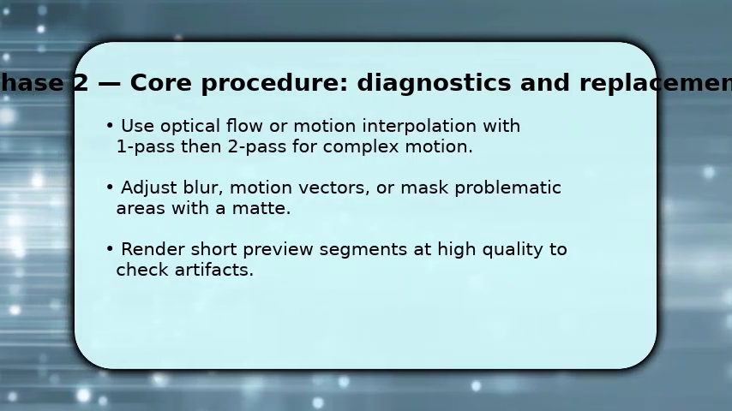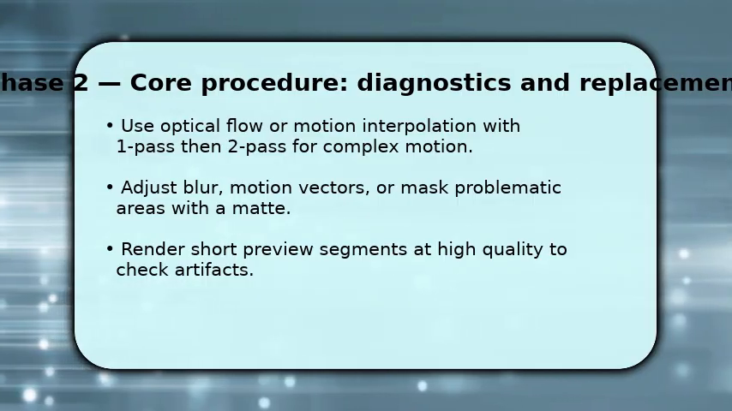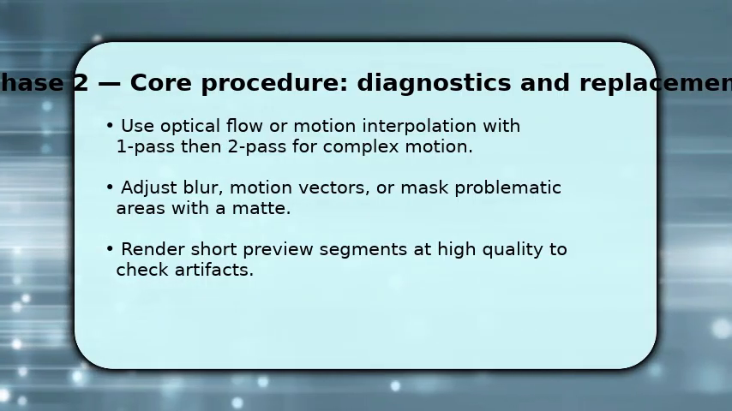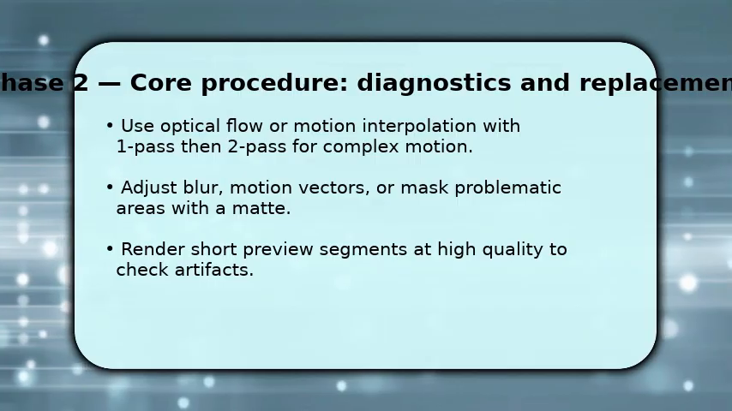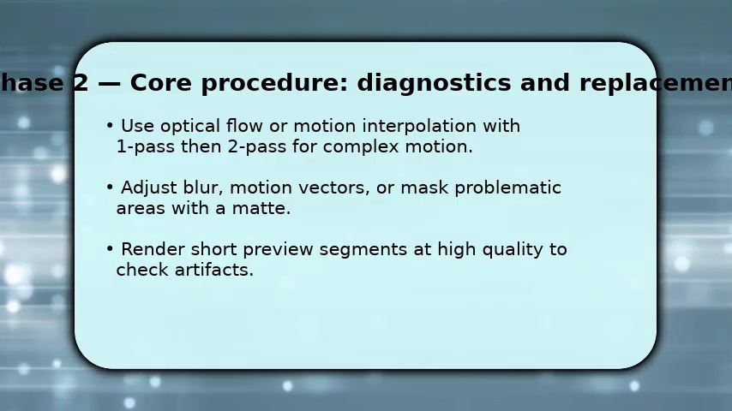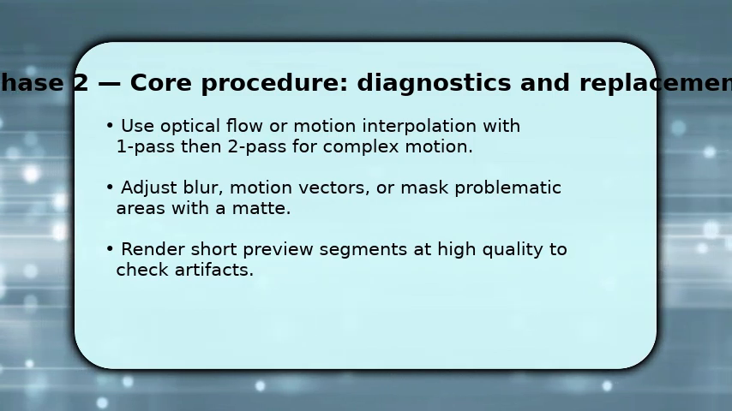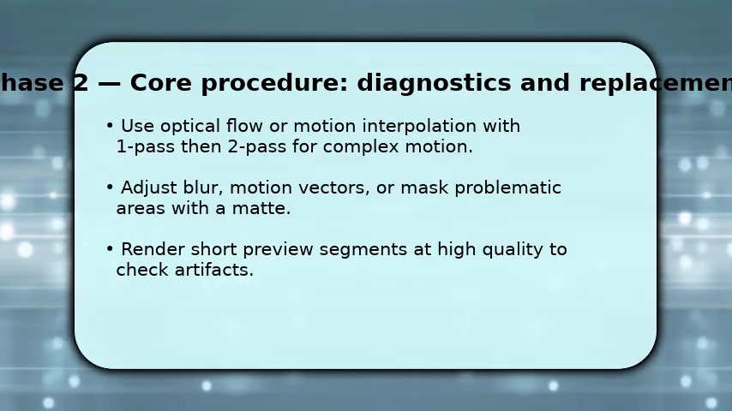If you see warping, create masks around fast objects and render those regions separately, because motion vectors can miscalculate overlapping motion. Also add subtle motion blur to hide micro-judder. It helps the eye accept synthesized frames. Once you've made these adjustments, export short previews at full quality to confirm results before full render.